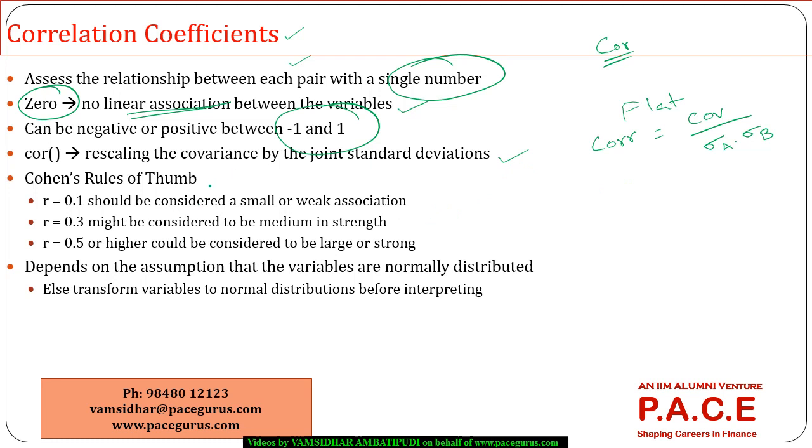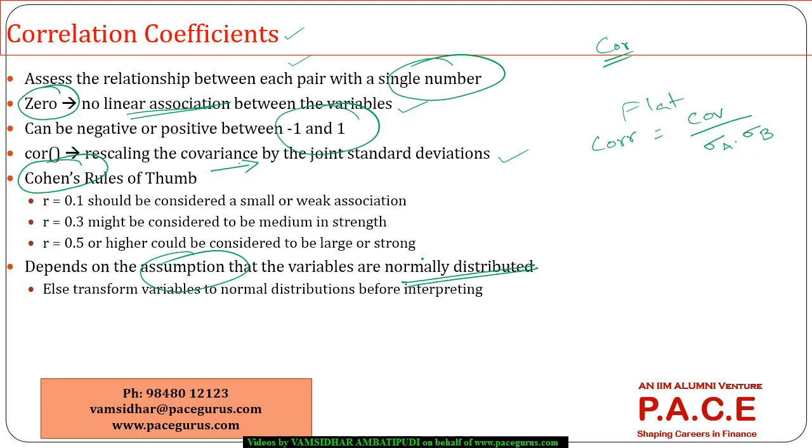Though there is no firm rule for when the correlation is strong and when the correlation is weak, there are some rules of thumb based on what Cohen has given. But Cohen's rules of thumb very clearly make an assumption that the variables are normally distributed.